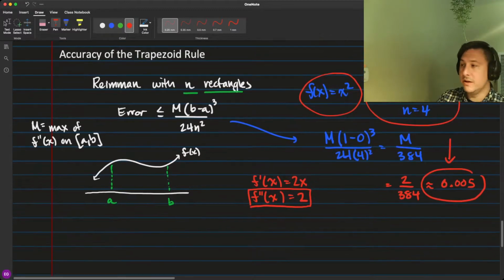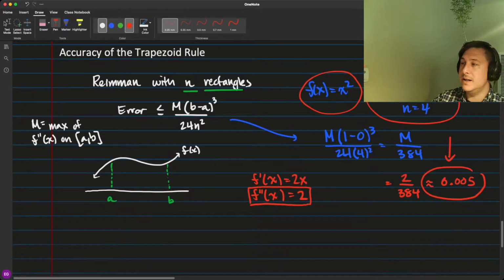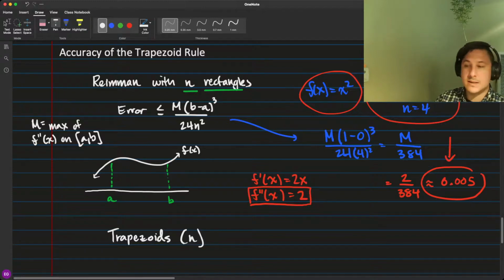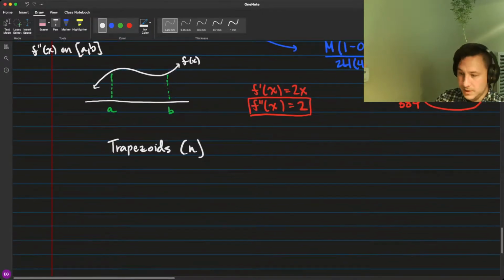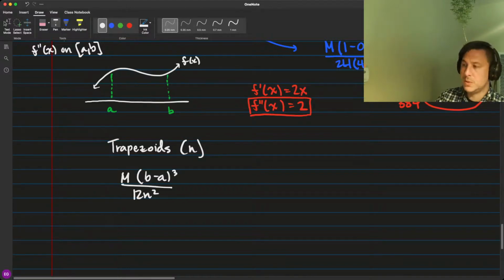Okay, now there's another formula to figure out the error if you're dealing with trapezoids. So if you're trying to estimate the area with n trapezoids, this is the formula you're going to use: M (b minus a) cubed over 12n squared.